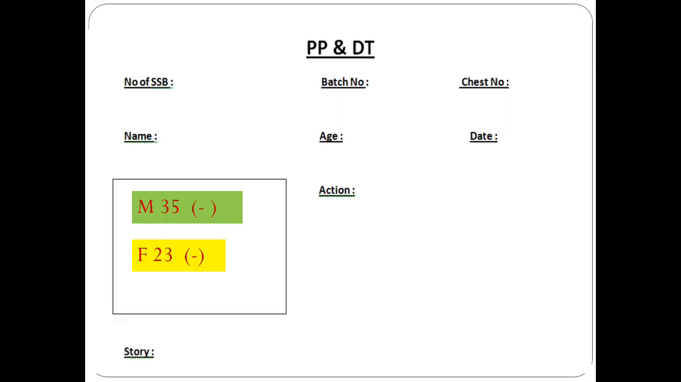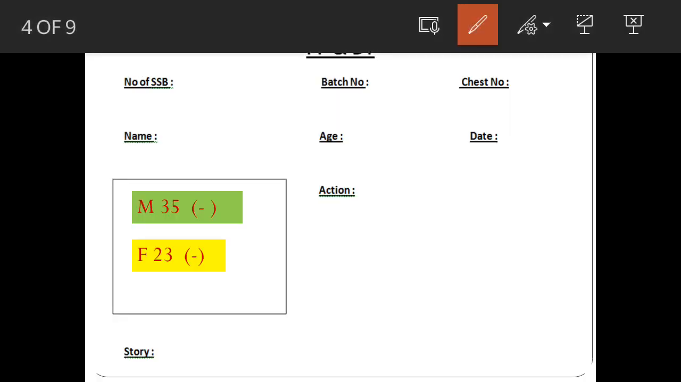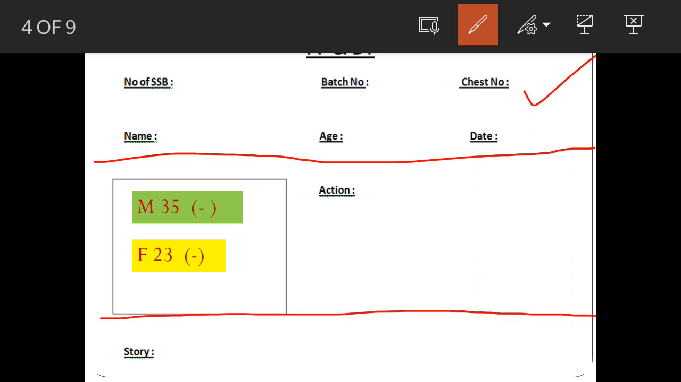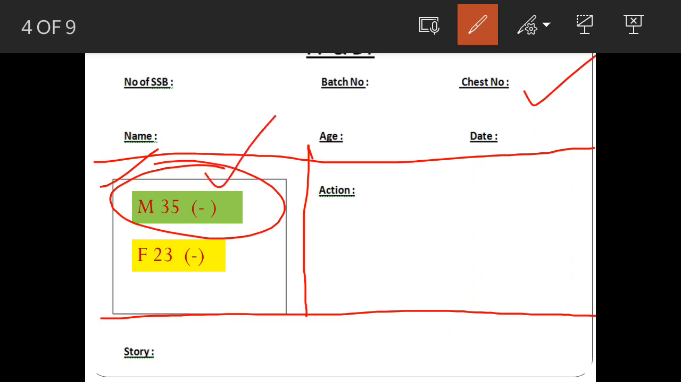Now we'll see the PPDT card. This PPDT card you get before the picture is shown, so you'll put these details before the picture is shown. Once the picture is shown for 30 seconds, you get 1 minute's time. Here we write characters, age and moods. So M35, negative mood, is my hero and I put a circle here. In the actual test also you are supposed to circle him. F23, negative mood, is another character. After this we'll write the action here and then the story.